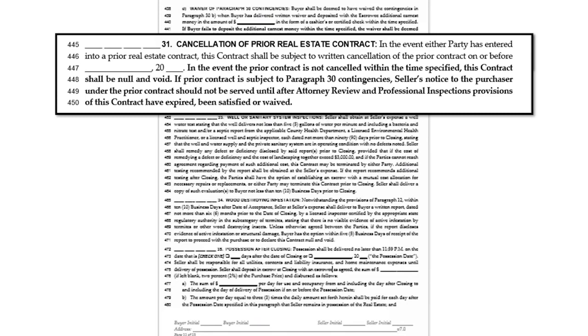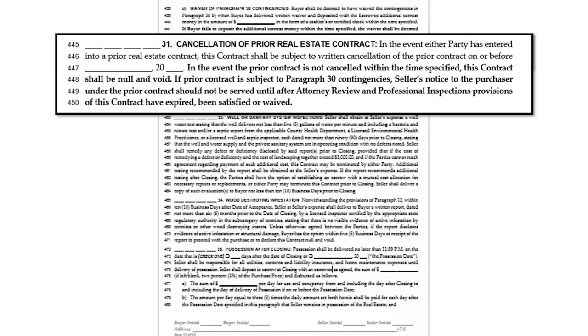If the prior contract is subject to paragraph 30 contingencies, the seller's notice to the purchaser under the prior contract is not served until after the attorney review and professional inspection provisions of this contract have expired, been satisfied, or been waived. In other words, I'm not bumping out the first buyer only to find out that the second buyer's attorney or the home inspector came up with some absolutely inane things that caused me not to want to go forward with it. So your buyer, if he wants to bump out a prior contract, needs to move forward a little bit with his before we'll do the bump, okay?